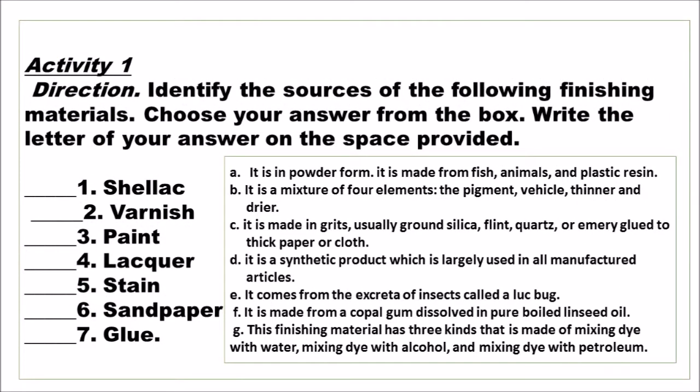Now, let us proceed to your activity sheet. For activity 1, i-identify ninyo kung ano ang sources ng mga nabanggit na finishing materials at isulat ang iyong mga sagot sa linya. Number 1 is shellac. Number 2, varnish. Number 3, paint. Number 4, lacquer. Number 5, stain. Number 6, sandpaper. And number 7, glue.